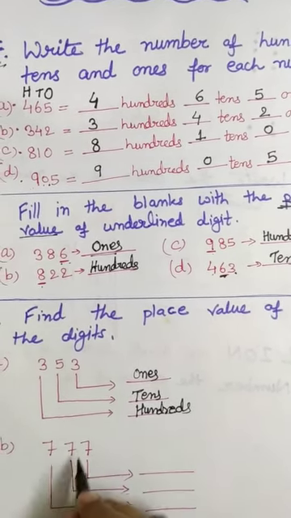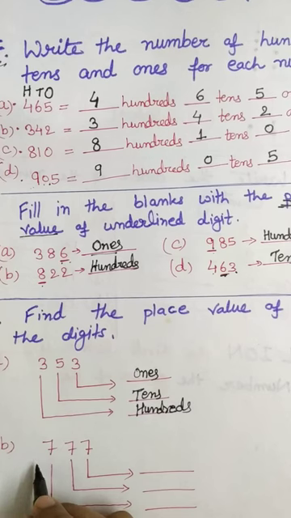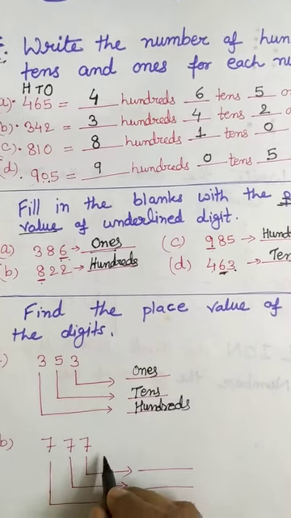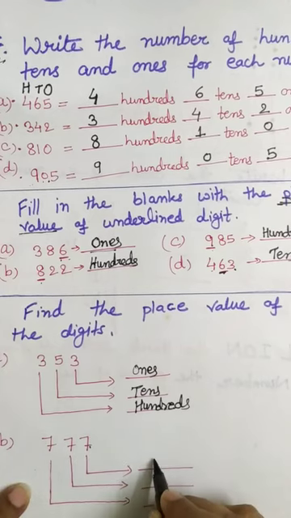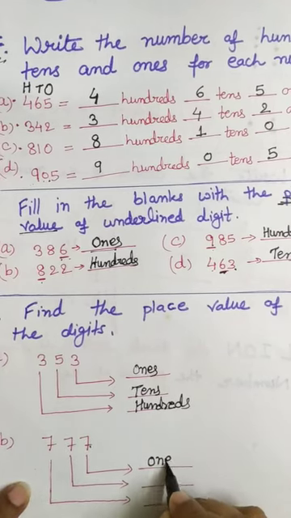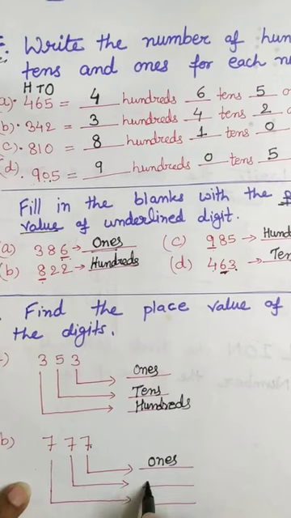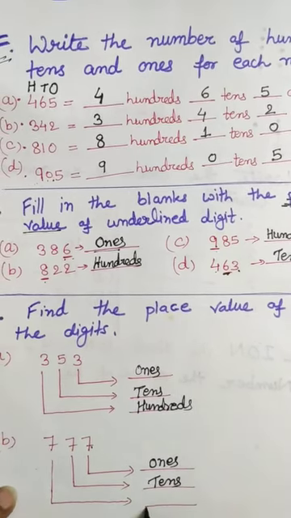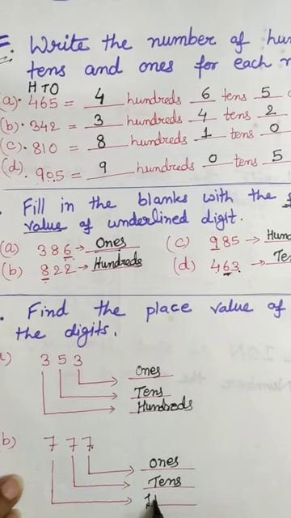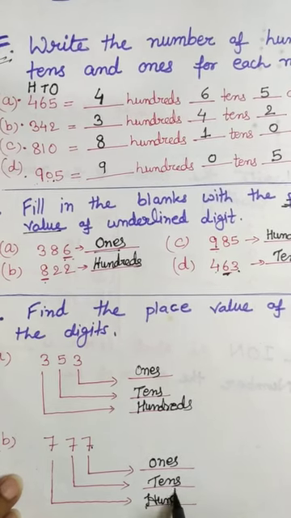In the same way, 777. All are equal numbers. See that 777. But that 7 is at ones place. This 7 is at tens place. And this 7 is at hundreds place.